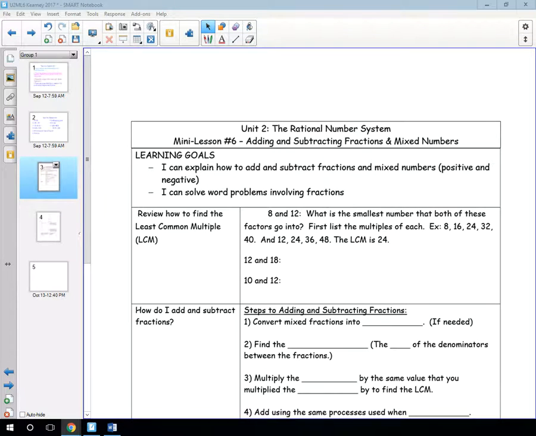Need to know about fractions. Fractions, what's that? Lights, camera, action. I teach you everything you need to know about fractions. Fractions, everything you need to know about fractions.